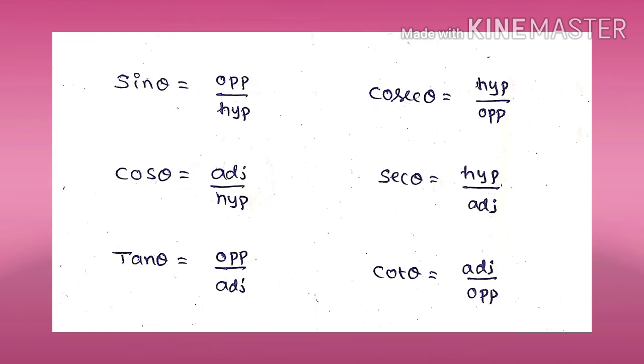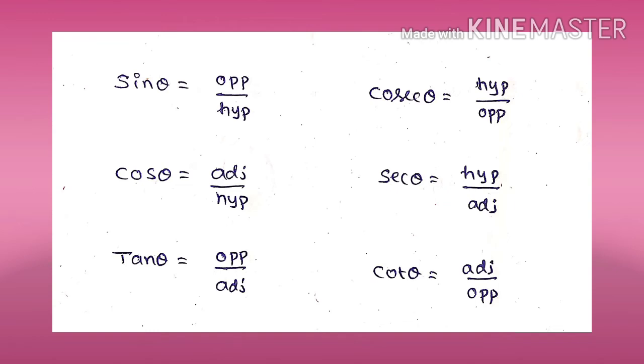Sin theta is equal to opposite side by hypotenuse. Cos theta is equal to adjacent by hypotenuse, and tan theta is equal to opposite by adjacent. And the remaining three ratios are its reciprocals. Cosecant theta is equal to hypotenuse by opposite. Secant theta is reciprocal of cos, so hypotenuse by adjacent side, and cot theta is reciprocal of tan theta, so adjacent by opposite side, right? These are the 6 ratios which are used in the trigonometry chapter.